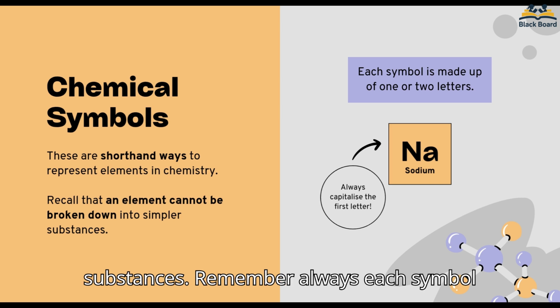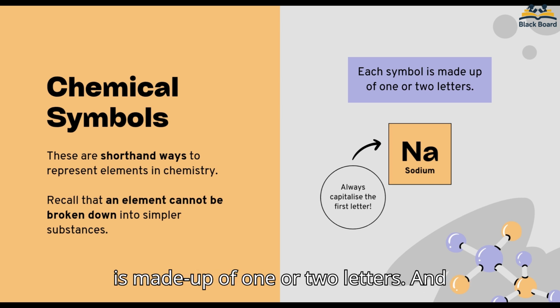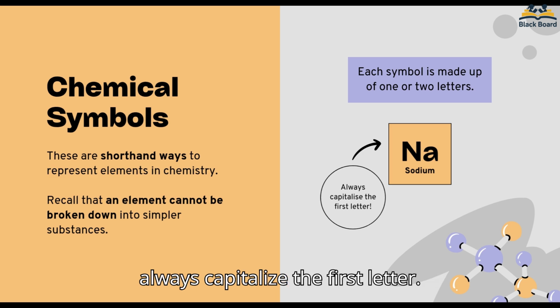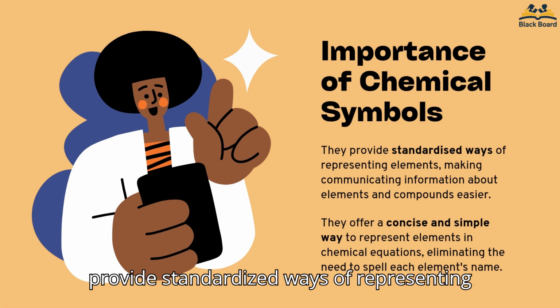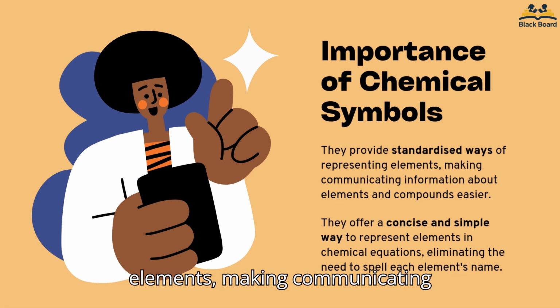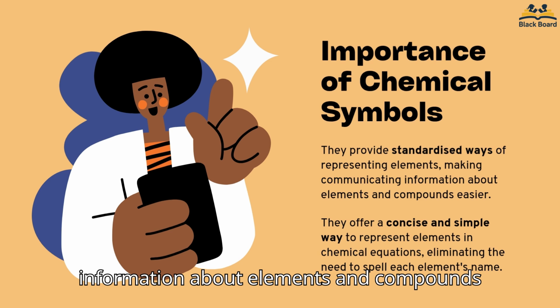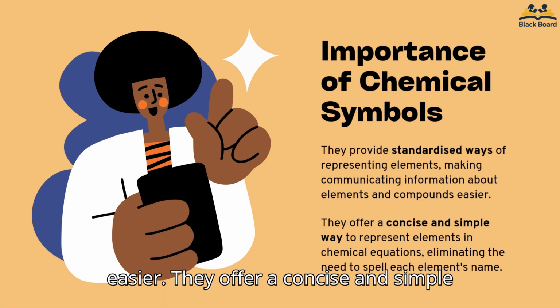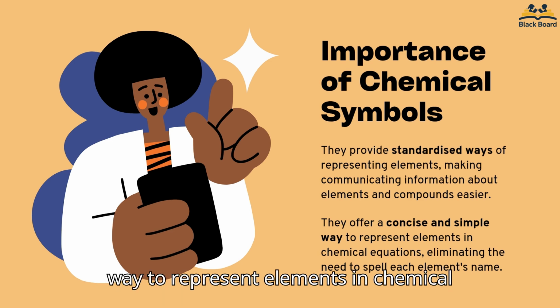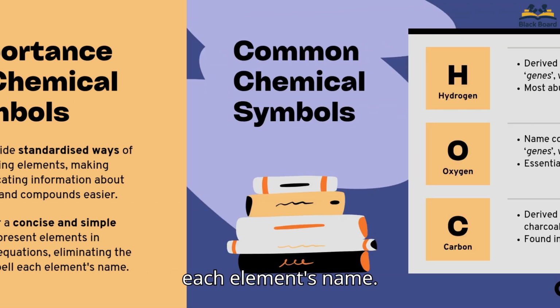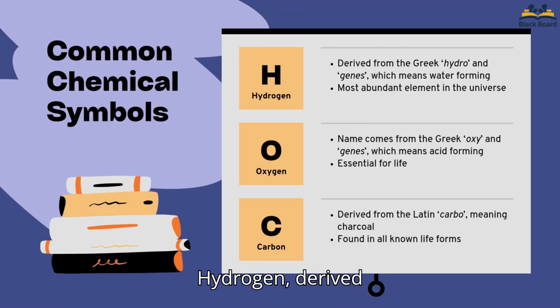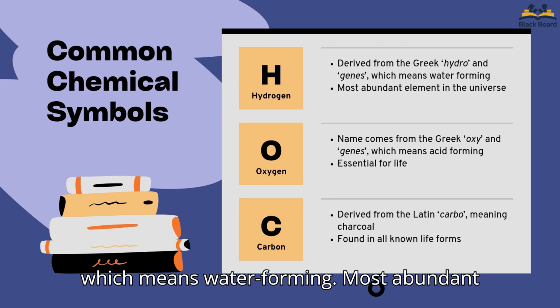Remember, each symbol is made up of one or two letters, and always capitalize the first letter. Importance of chemical symbols. They provide standardized ways of representing elements, making communicating information about elements and compounds easier. They offer a concise and simple way to represent elements in chemical equations, eliminating the need to spell each element's name.